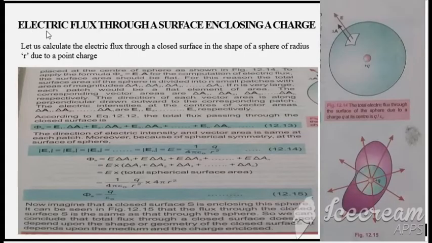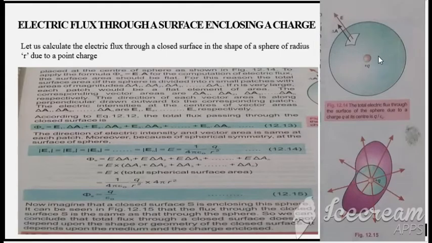Now moving towards another topic, which is about electric flux through a surface enclosing a charge. This one is a closed surface which is enclosing a charge plus q. Charge q will be in that closed surface, and we have to find the electric flux through that closed surface. So let us calculate the electric flux through a closed surface in the shape of a sphere of radius r. Electric flux through it will be due to this point charge q which is inside.